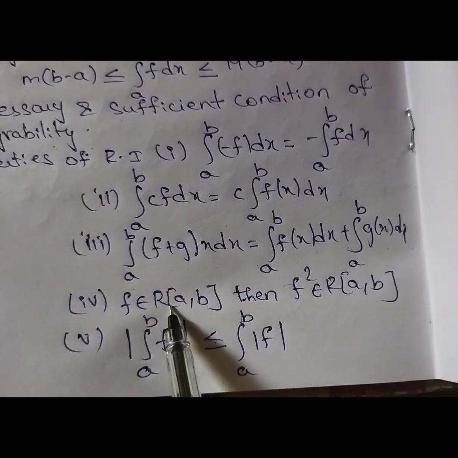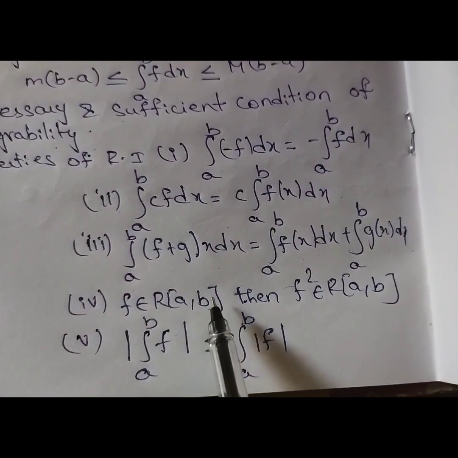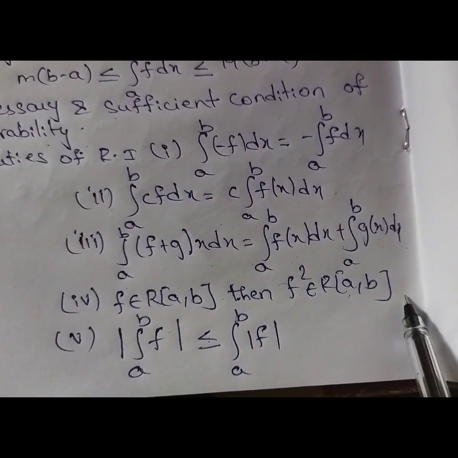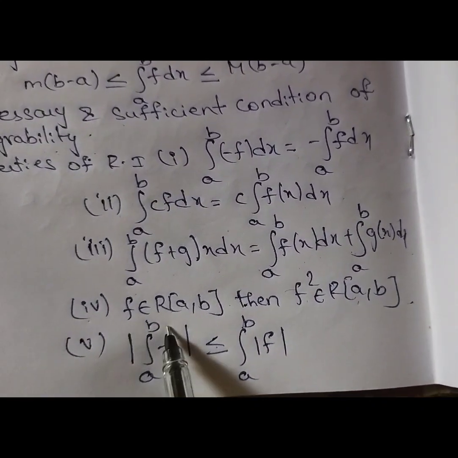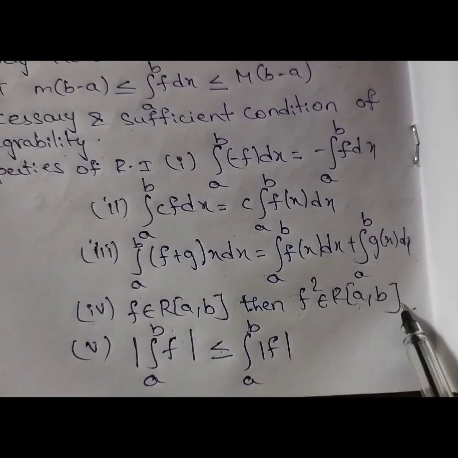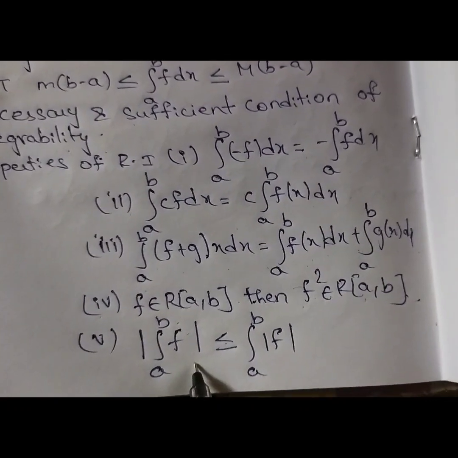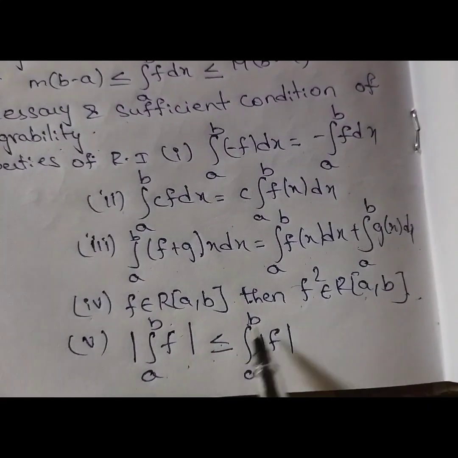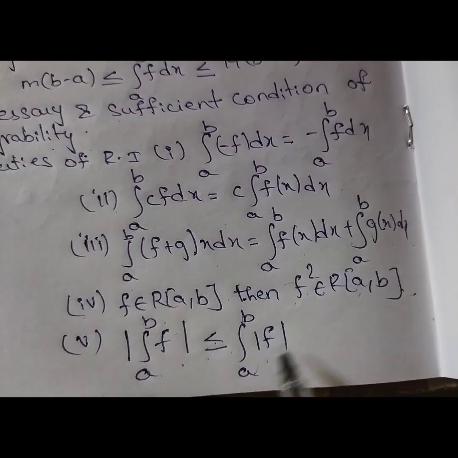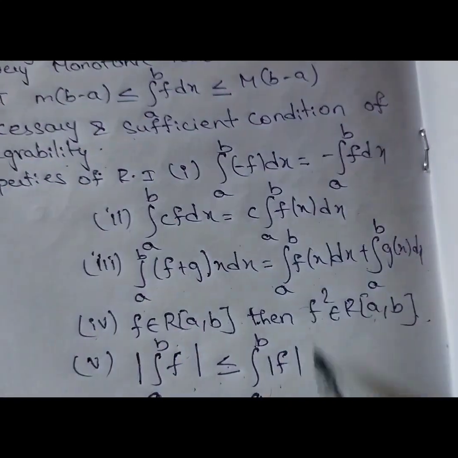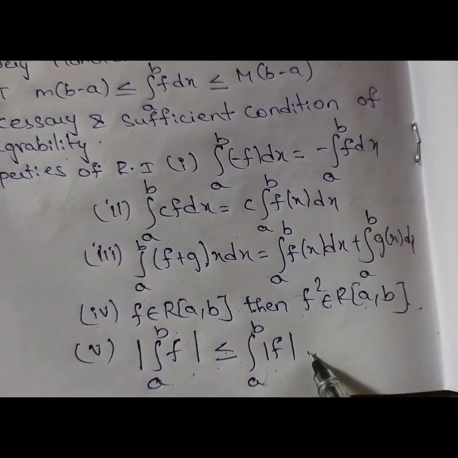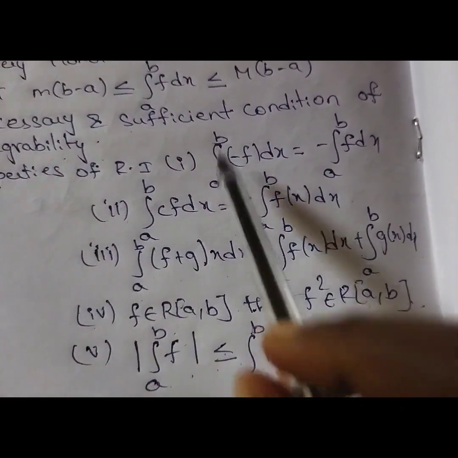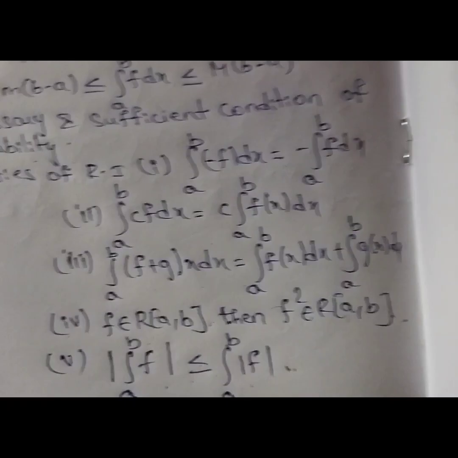Fourth one, if f belongs to R on closed interval [a, b], then f square also belongs to R on closed interval [a, b]. It means if f is Riemann integrable, then f square is also Riemann integrable. Next, fifth one, modulus of integral a to b f less than or equal to integral a to b mod f. So from these properties you can expect one short answer, or else you can expect any two for long answers. So very important properties, you will get one.